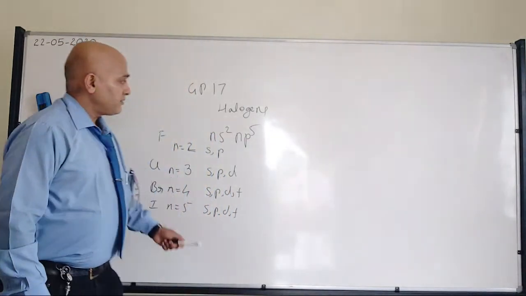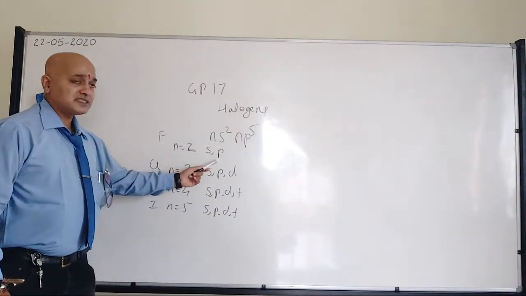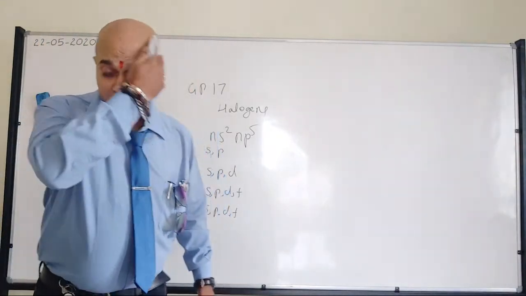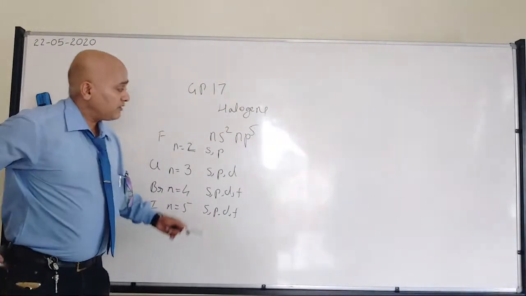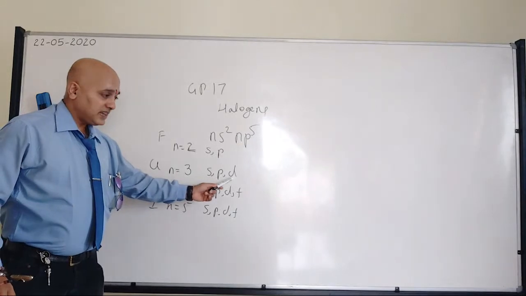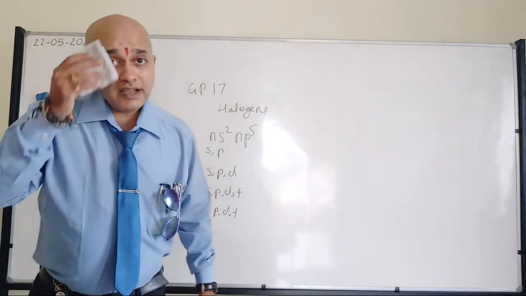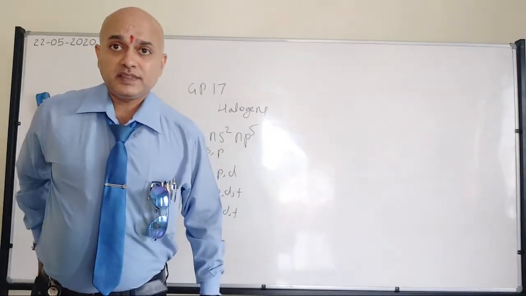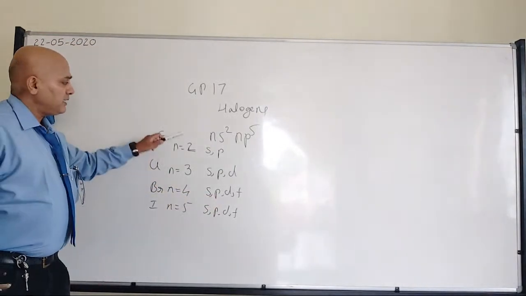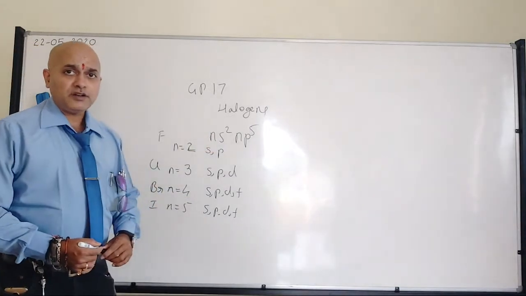Fine? Okay. In that case, when it comes to fluorine, there is no availability of the d subshell in the outermost shell, right? But when it comes to chlorine, yes, it is available. When it comes to bromine and iodine, there will be availability of even the f subshell. The d subshell is available, and even the f subshell will be available. That's what I mean to tell. Fine. So this is with respect to general electronic configuration.